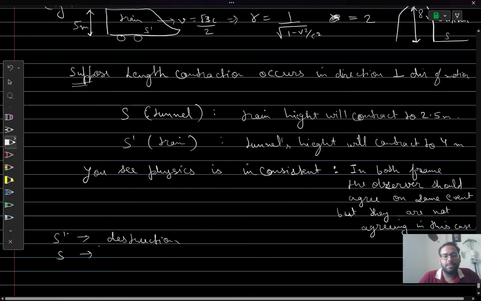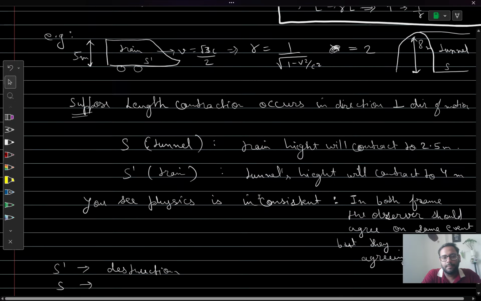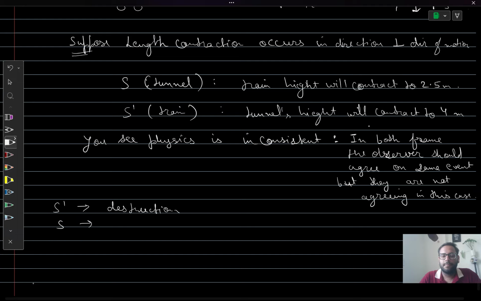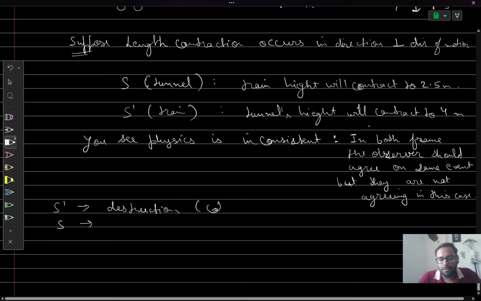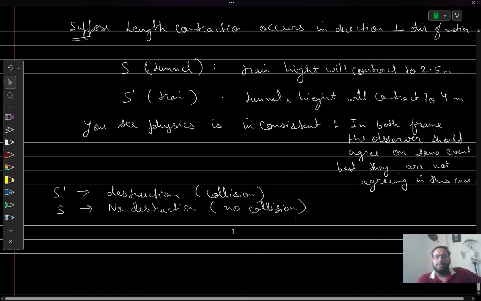But as you see from the S frame, that is the tunnel frame, the train height is contracted to 2.5 meters, and of course the train will pass through the tunnel. Okay, there is collision. Okay, no destruction. There is no collision.